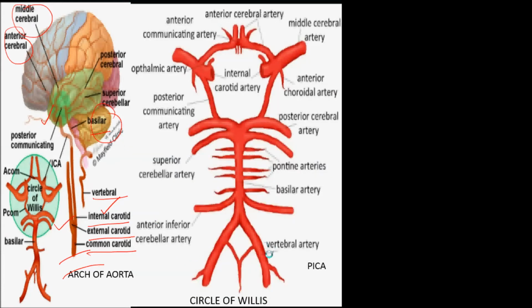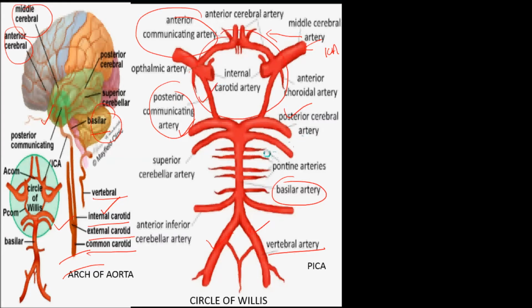The two vertebral arteries from the backside join together to form one basilar artery. The basilar artery ascends upwards and divides into two posterior cerebral arteries on either side. And once that is done, you have the internal carotid artery coming from the front, dividing into the middle cerebral artery and the anterior cerebral artery. The two anterior cerebral arteries are connected by the anterior communicating artery, whereas the middle cerebral artery on one side and the posterior cerebral artery are connected by the posterior communicating artery. This forms a total circle, which is called the circle of Willis.